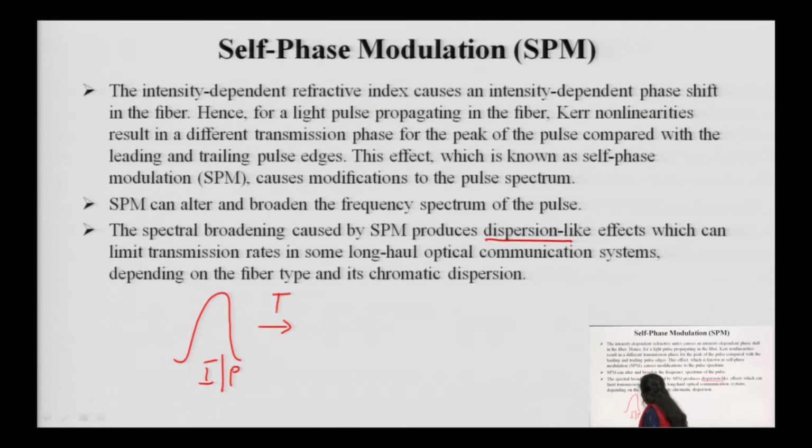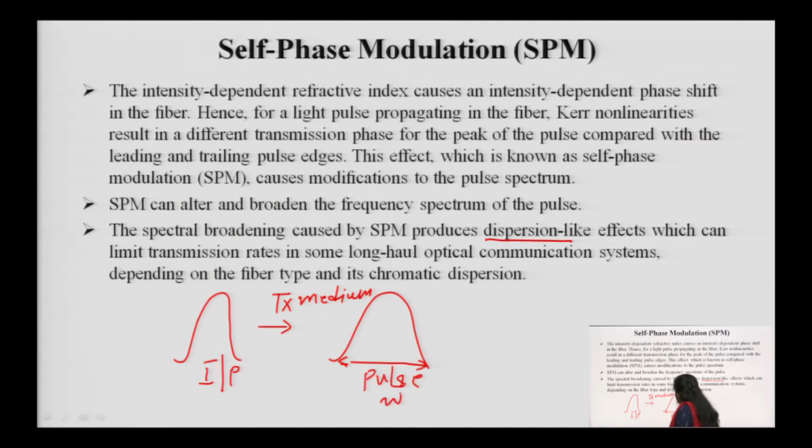and it goes inside a transmission medium, then after passing through the transmission medium and going through the dispersion mechanism, what is going to happen? Its pulse width is increased compared to the initial one. We can easily see this in this diagram, and this is called pulse broadening.